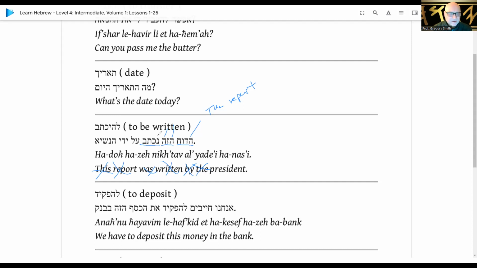הדוח הזה נכתב. Okay, so it's like the report, this, written, all yadai. I think that's all yadai. Yadai has to do with... and look at this one. Hanasi is the president. I recognize that one right away. This is almost like all yad, where it's about, and this has to do with hand, I think. Yad is like, remember, even the yod is like a closed fist. It looks like a closed fist. So it's ala yadai. Ala yadai hanasi.